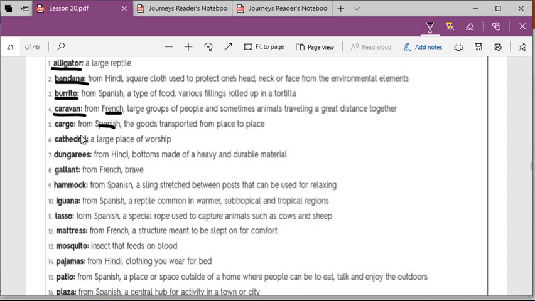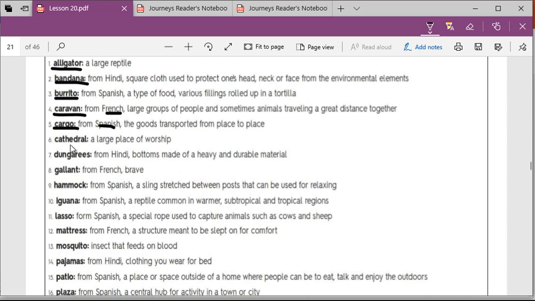So if you're buying something from Noon or Souk or these websites, I mean the marketing websites, the goods that are traveling from one country to another country, that are transported from one country to another country, we call them cargo. Cathedral.